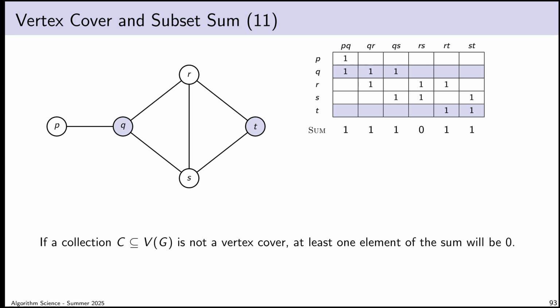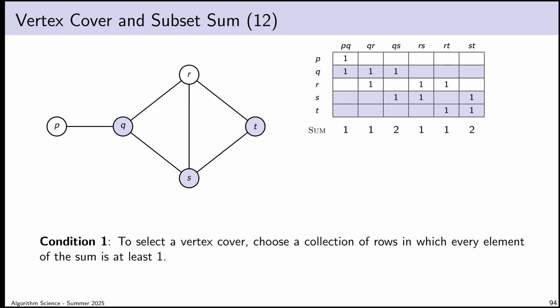Conversely, consider a set of vertices that isn't a vertex cover. Notice that the set QT isn't a vertex cover because the edge RS is missing. If I go over to the matrix and sum up the rows corresponding to my set of vertices, so this is the row Q and the row T, notice that the column RS sums to 0, because RS is not covered. So we can actually use the sum of the rows as an indication of which edges are covered. Okay, so here's a condition. To select a vertex cover, choose a collection of rows in which every element of the sum is at least 1. Because if every element of the sum is at least 1, then every single edge is covered.